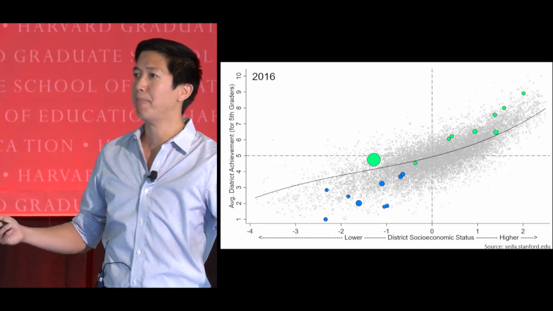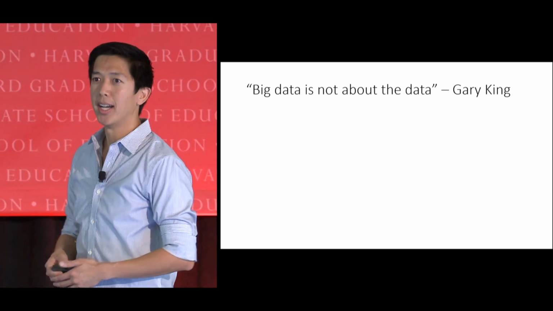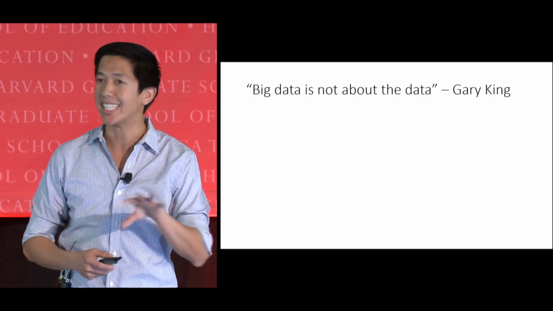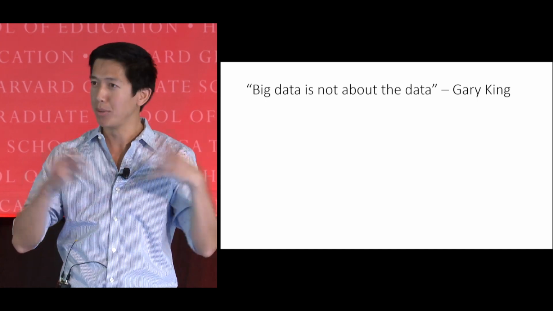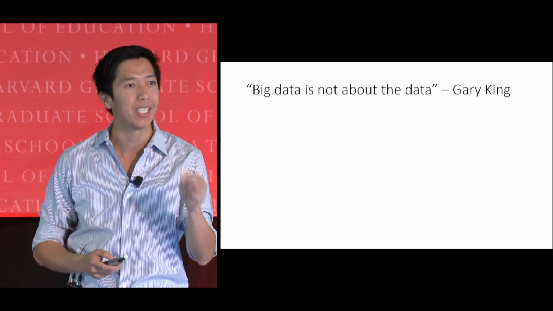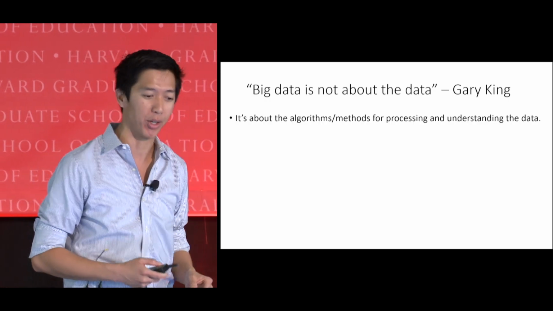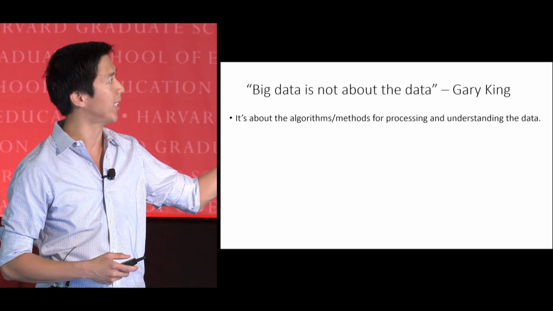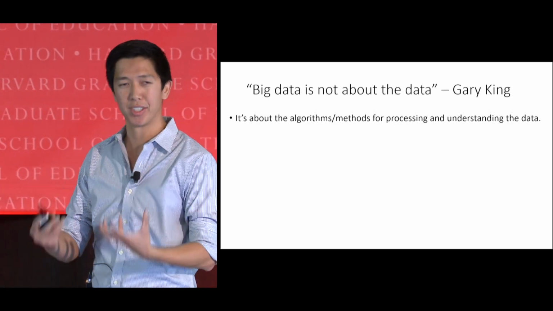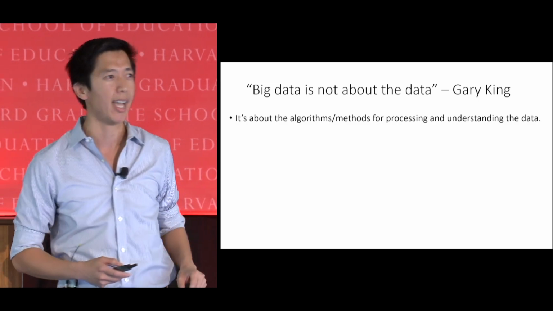So big data, how do we think about this, right? As my colleague Gary King in the government department likes to say, big data is not about the data. Right? When you hear about the rise of big data, it's not just that we have a lot, it's how we can do something with it. Right? So his point is that it's about the algorithms, the methods for processing and understanding the data. And indeed, my work with Sean started as a statistical project. But it's about more than the algorithms and the methods.